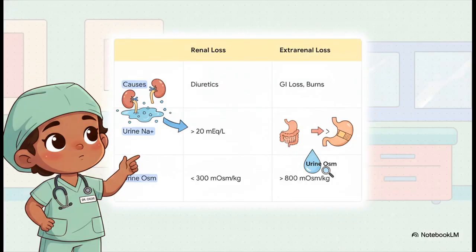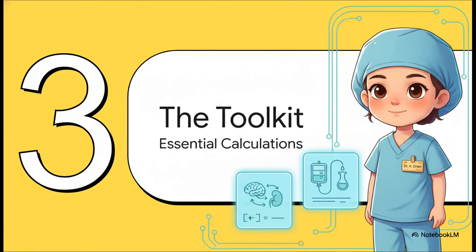So once you know your patient is hypovolemic, a couple of simple urine labs will tell you where the water is being lost. If the kidneys are the problem, maybe from diuretics, they're wasting salt, so the urine sodium will be high. But if the problem is outside the kidneys, like from an NG tube or diarrhea, the kidneys are actually doing their job perfectly. They're holding on to salt for dear life, so the urine sodium will be low and the urine will be super concentrated.